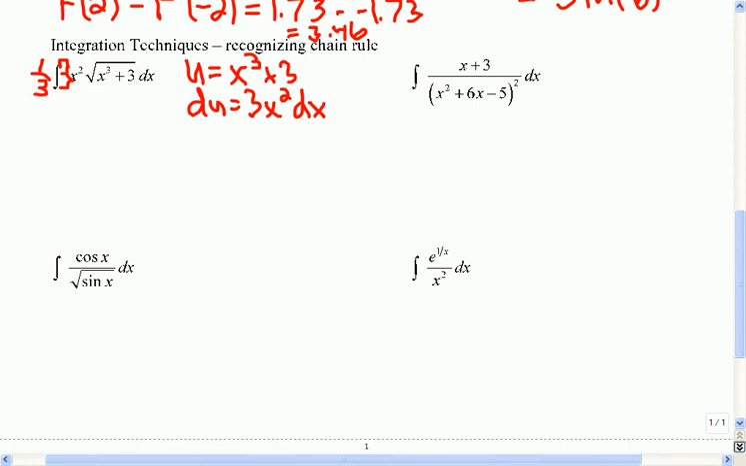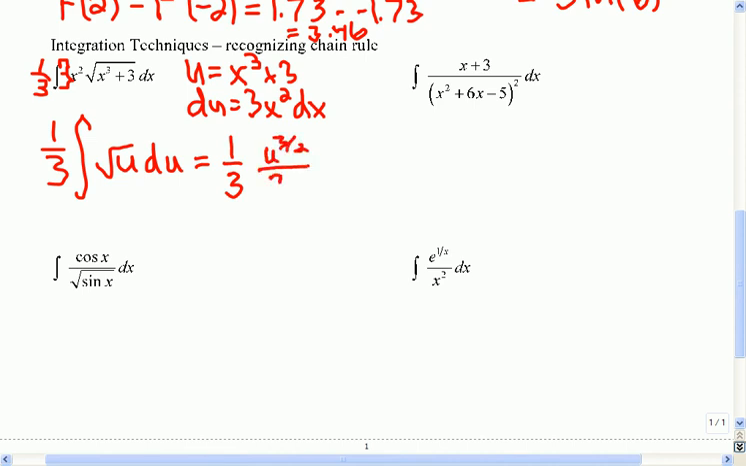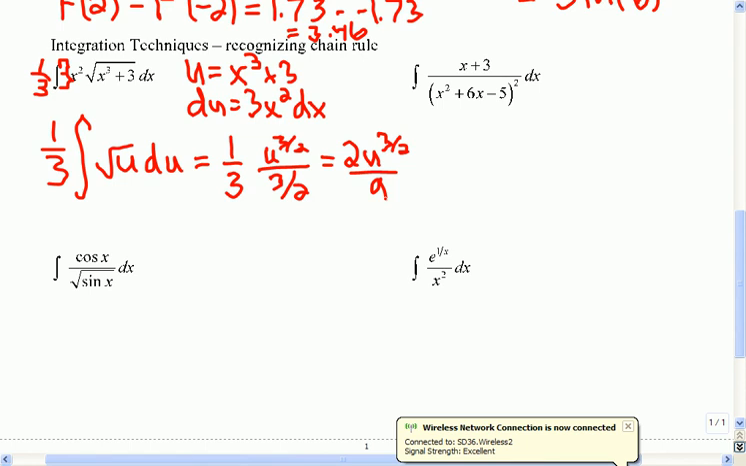But anyways, if I make my substitution now, I'll have 1/3 the integral of root u du. And that's a lot easier to work with. So this will become 1/3 u to the 3/2 divided by 3/2, or 2 u to the 3/2 divided by 9. And our substitution was for x cubed plus 3. So I'll fill that in and add my constant.